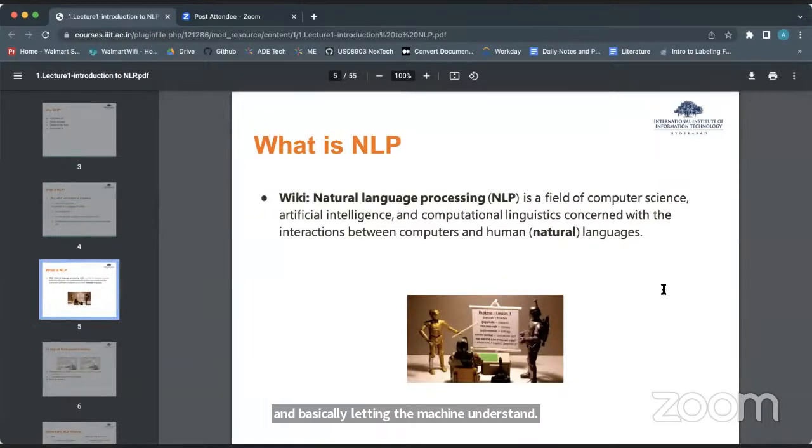Yeah, so there is just a definition that I've borrowed from the internet. Natural language processing is a field of computer science, AI, and CL, concerning the interactions between computers and natural languages. So how many of you have used ChatGPT already? Just a quick raise of hands or yes in the chat would help.